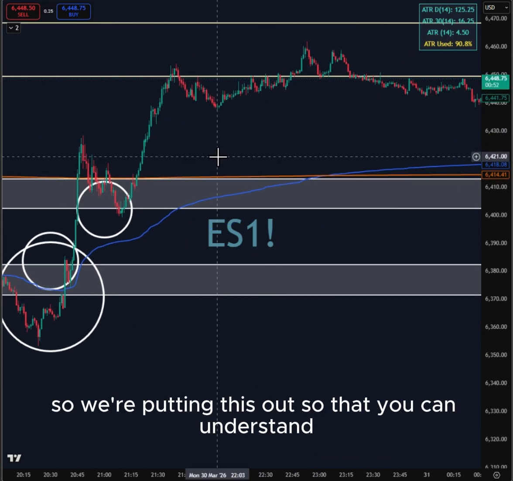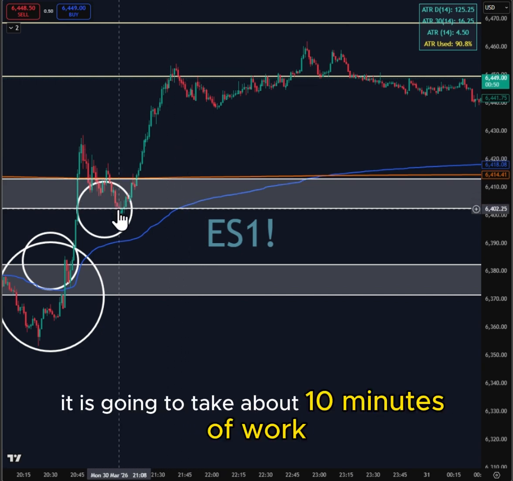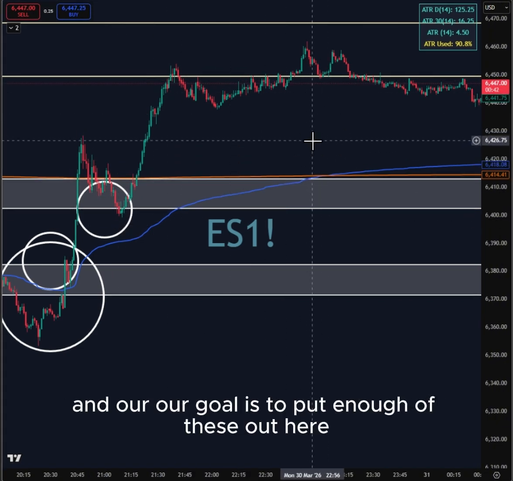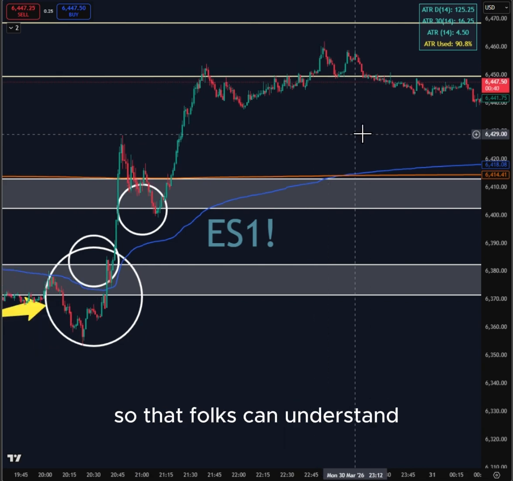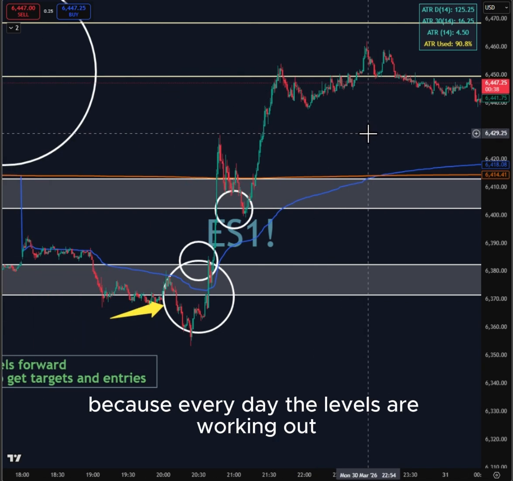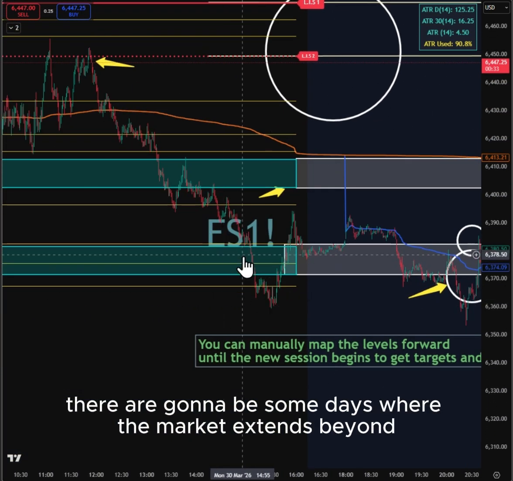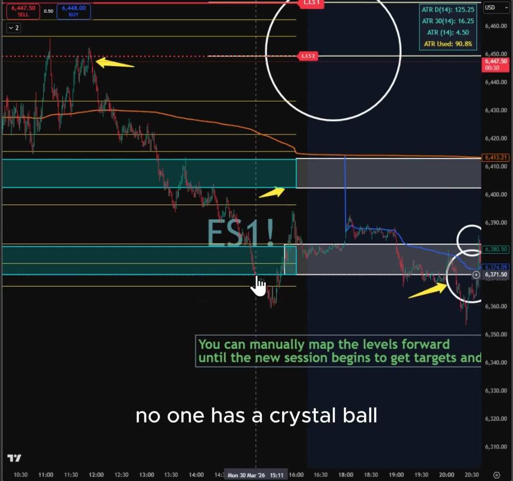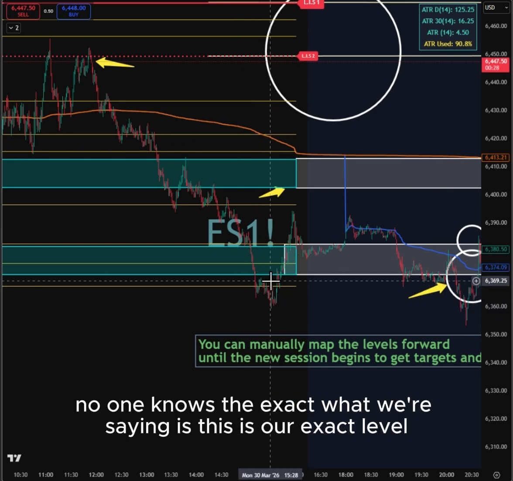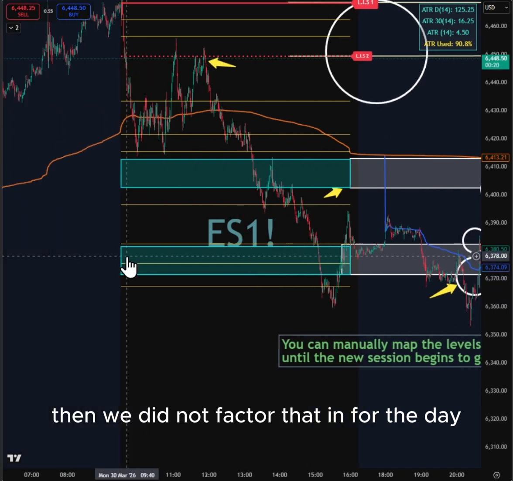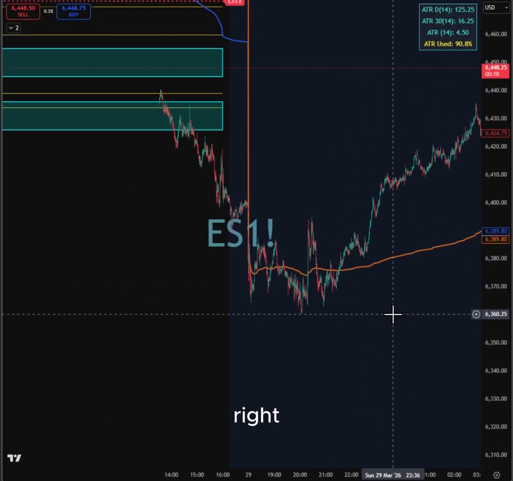So we're putting this out so that you can understand it is going to take about 10 minutes of work. You do need to understand what you're looking at. And our goal is to put enough of these out here so that folks can understand, because every day the levels are working out. Now, obviously, there are going to be some days where the market extends beyond. No one has a crystal ball. No one knows the exact. What we're saying is this is our exact level. And if it breaks significantly below that, then we did not factor that in for the day. We'll go back to another day, right?